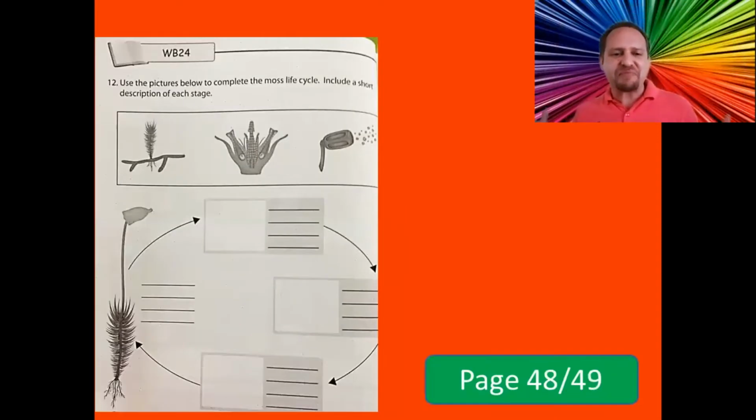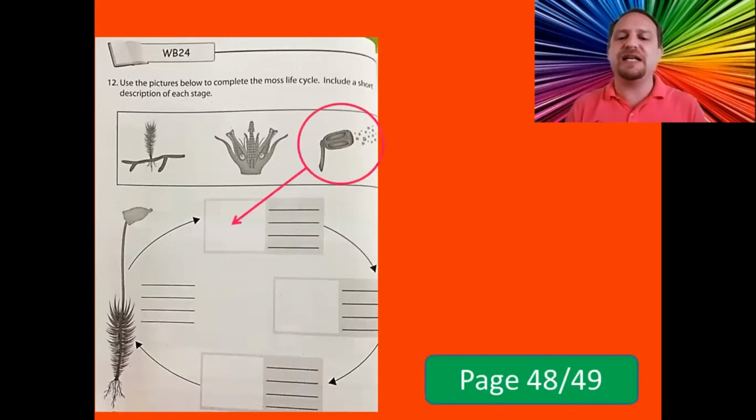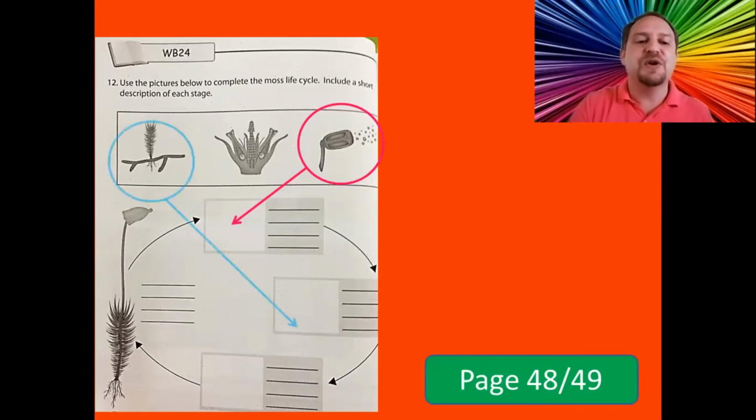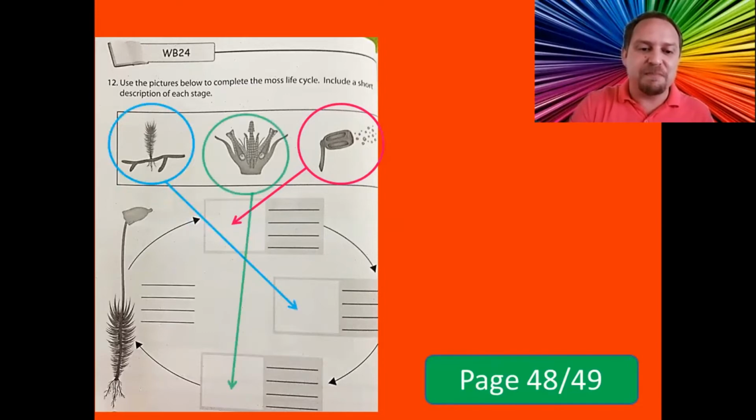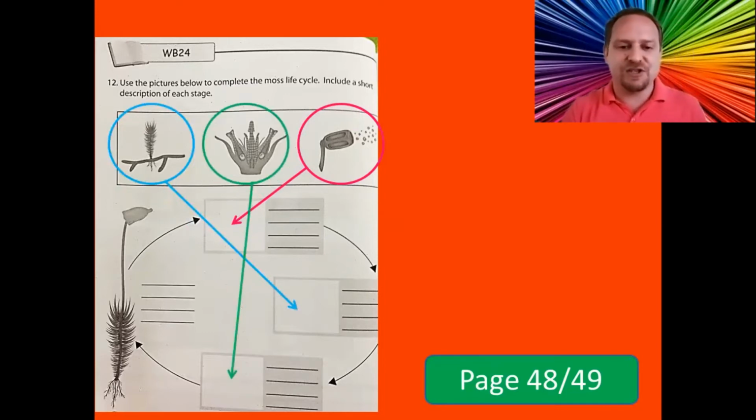Okay, good. Page 24, this will be part of your homework today, okay? What do you need to do? You need to go to page 48 and 49 in your textbook, and you need to study the life cycle of a moss plant by yourselves. You need to draw these pictures into the boxes, the correct boxes, and then you need to write next to your drawing what is happening, the different steps or processes, okay?